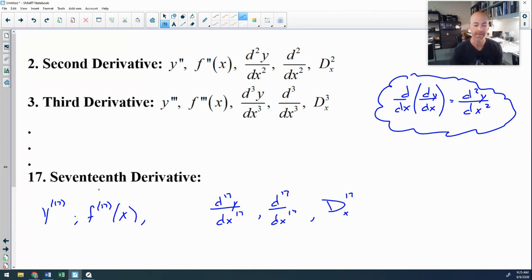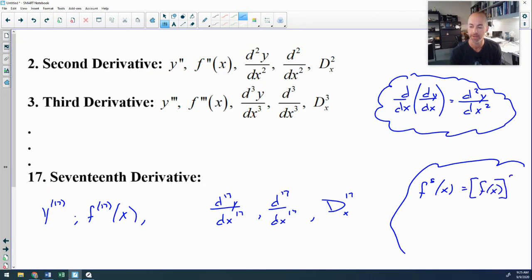Now note that that is not the same as exponents. So if you go to the thought bubble over here, if you see f^5 of x, that is actually the function f of x raised to the fifth power. It is not the fifth derivative. F with a 5 in parentheses of x is the fifth derivative of f of x. So there are some derivative notations. So when you run into those, you'll know what they mean. And that is it. There we go.